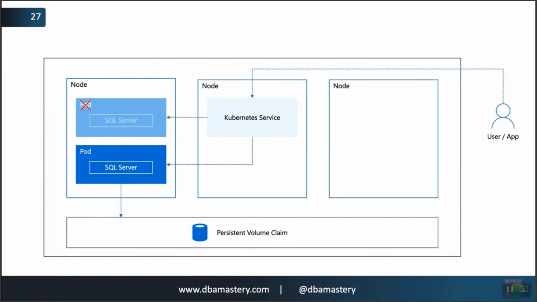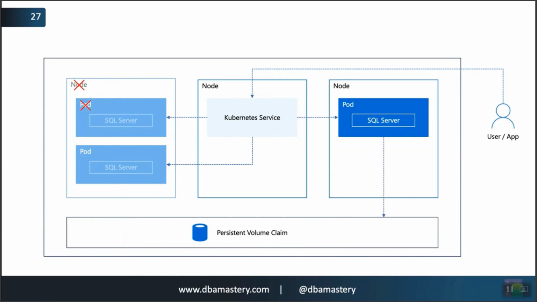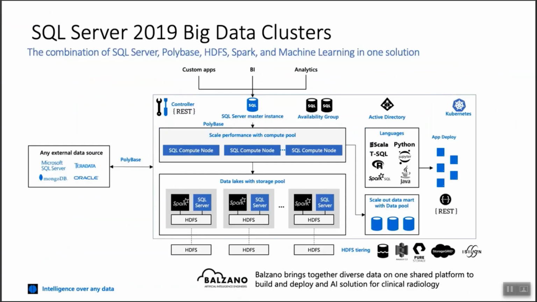Kubernetes is going to create a new pod in the same node, or if something goes wrong with the node, it's going to create this pod in a different node, and everything will be safe in the persistent volume. I would say from the persistent perspective, everything will be fine because all our data files are hosted in this external decoupled storage.